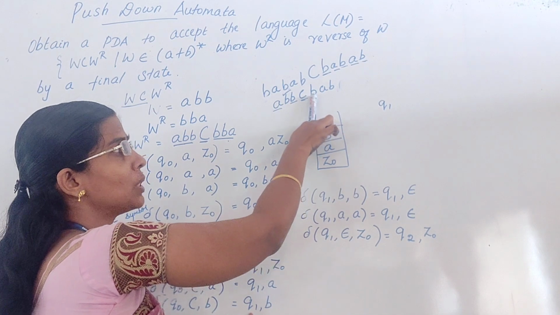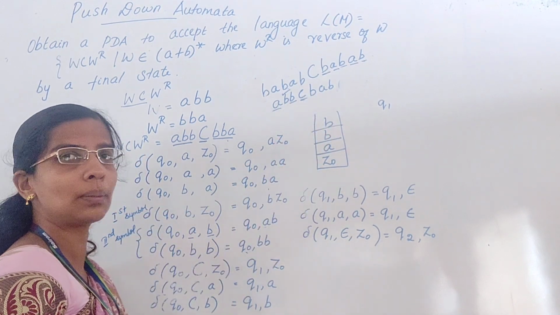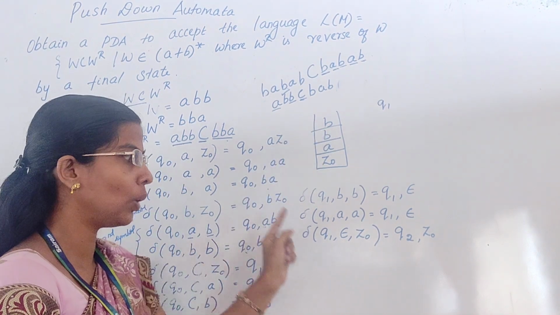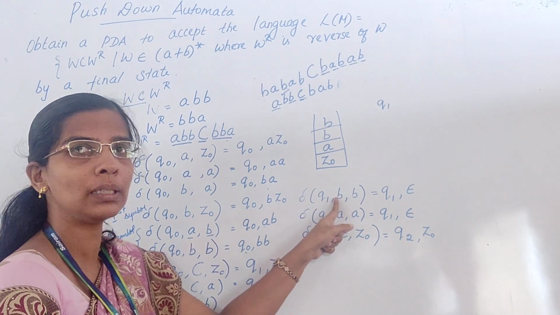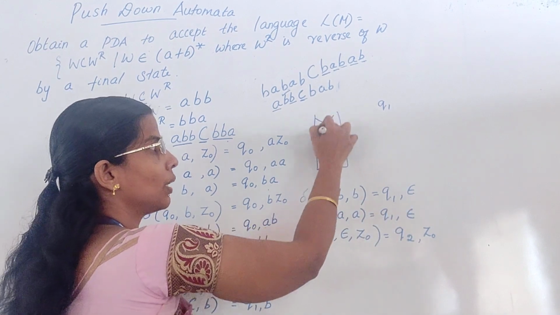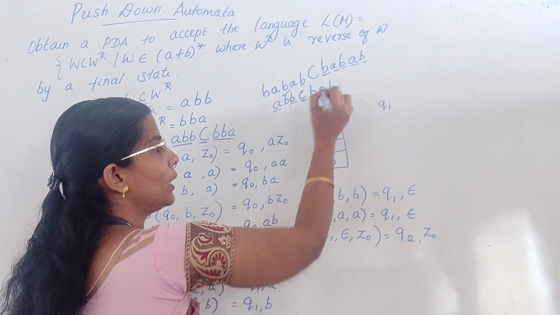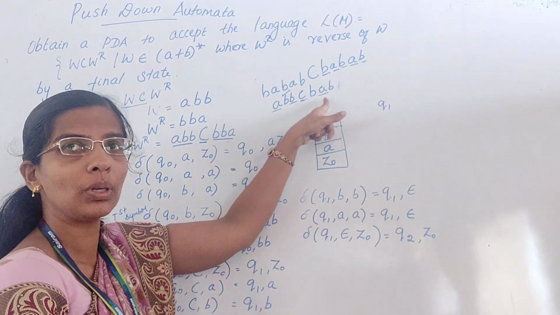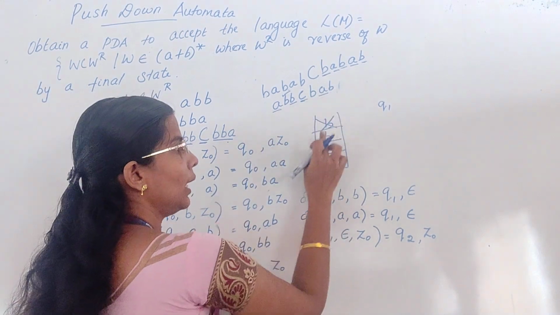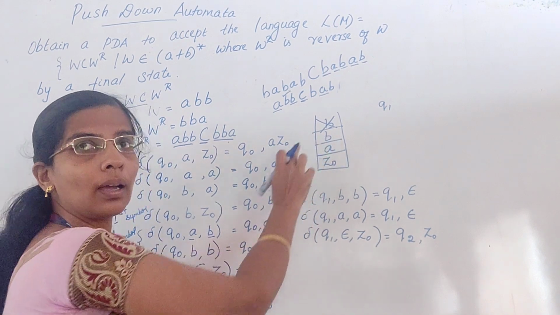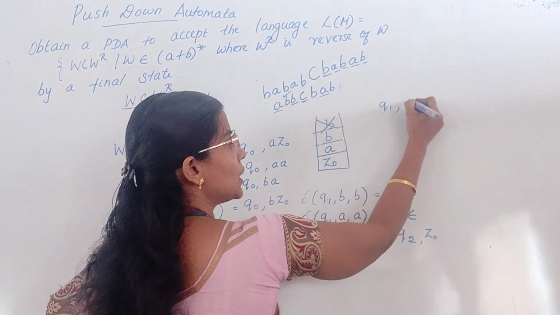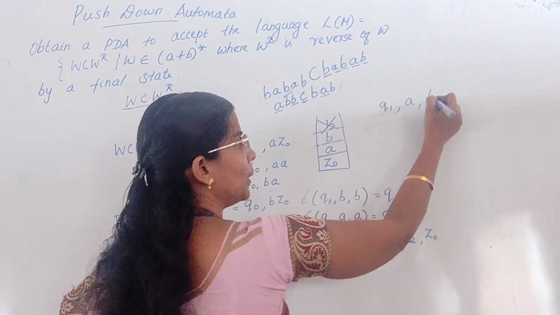And what is my next input symbol? B. Next input symbol is B. And what is your stack top? B. So in Q1 state, when input symbol is B and stack top is B, I can pop. I have popped. Right? What is my next input symbol? A. Stack top is B. And what is my state? Q1. I have Q1 state, input symbol is A and stack top is B.